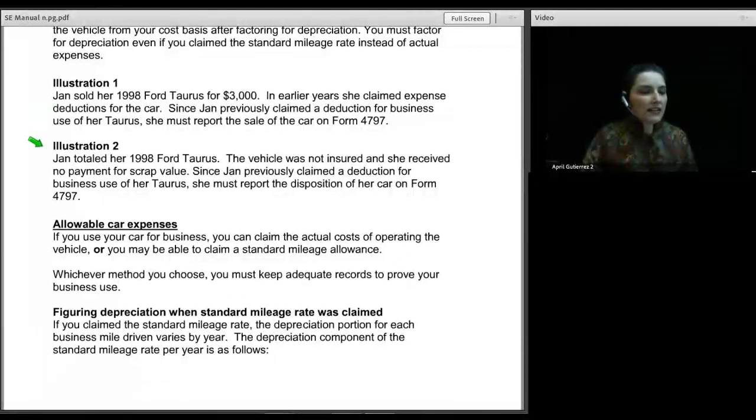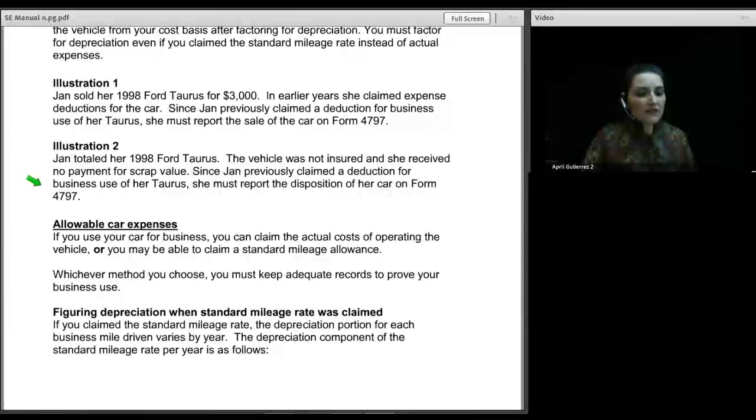Now, even if she hadn't sold it, let's just say she's driving it around and she totals the car, crashes it, doesn't get any money for it at all, it's just toast. The vehicle's not insured and she receives no scrap value. She still reports the sale on Form 4797.